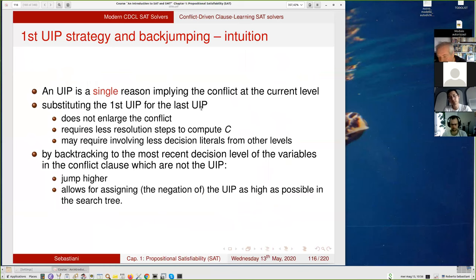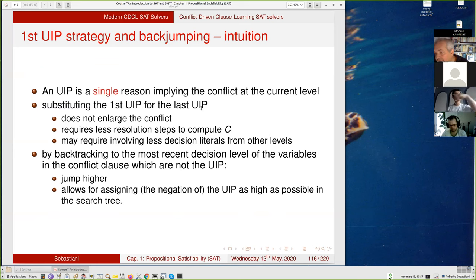So, in general, basically, the smaller the clause we learn, the better, because smaller clauses, in some sense, have more information. Yes. Just a clarification: smaller here does not mean only the number of elements, but also means that, apart from the UIP, if I'm able to deduce a clause whose remaining literals are a strict subset of those in the last UIP. Apart from the UIP, the remaining part of the conflict set is a subset of those in the last UIP.